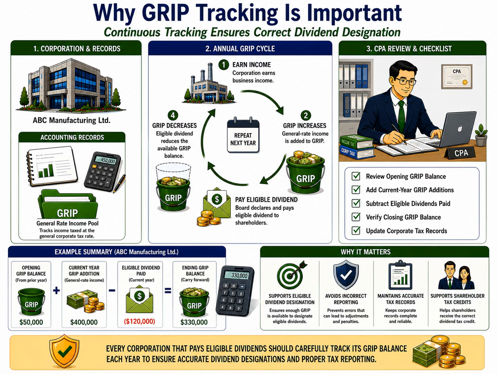GRIP is not a one-time calculation, it is a balance that must be tracked continuously throughout the life of the corporation. Every year, corporations add new general rate income, subtract eligible dividends, and carry the remaining balance forward. Careful tracking ensures proper dividend designations, accurate tax reporting, and compliance with Canada's corporate tax rules.